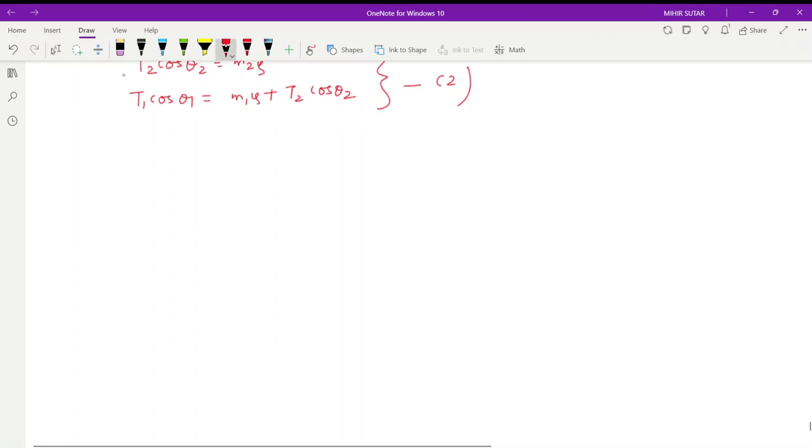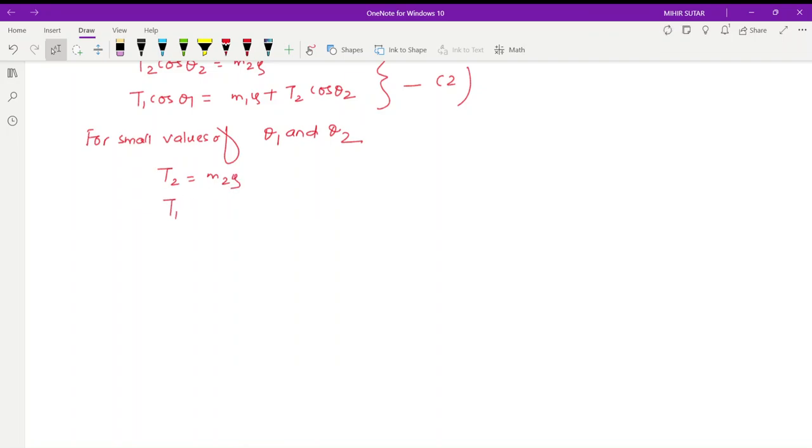For small values of theta 1 and theta 2, we can write T2 as m2g and T1 as m1g plus T2, that is equal to (m1 plus m2) g. Let's say this is equation 3.